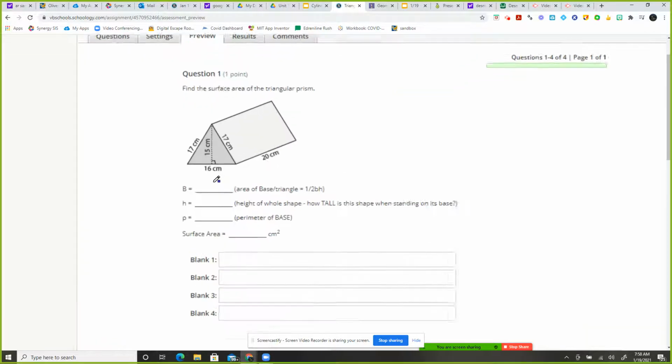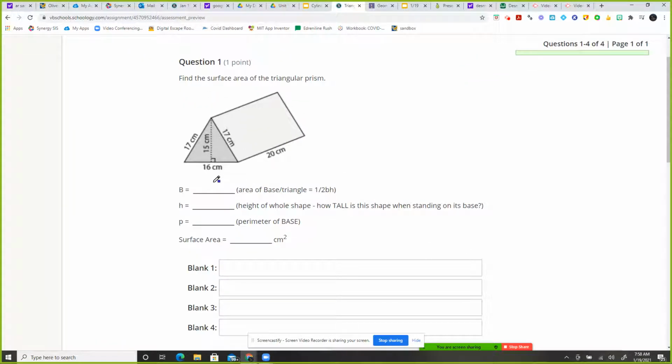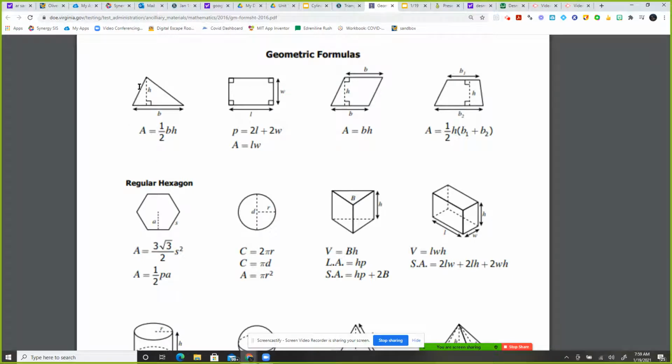I want the area of the base. So that 15 centimeters is the height, 16 centimeters is the width. The area of that base is just the area of the triangle. So the base equals 1/2 the small b times the height. So 1/2 times 16 times 15, right? I get that from over here, 1/2 base times height.